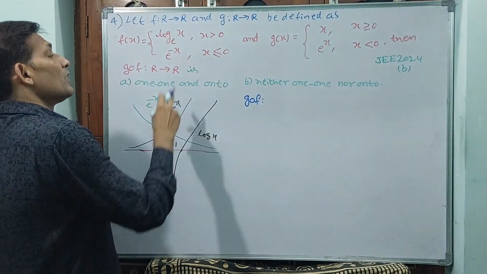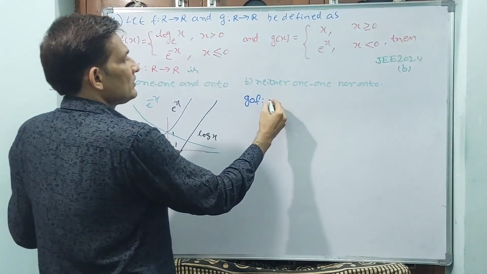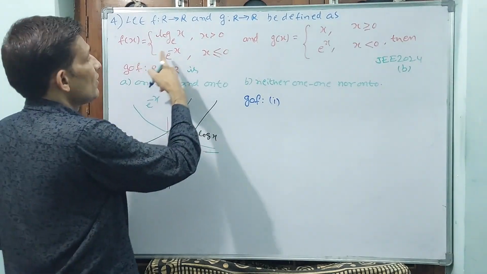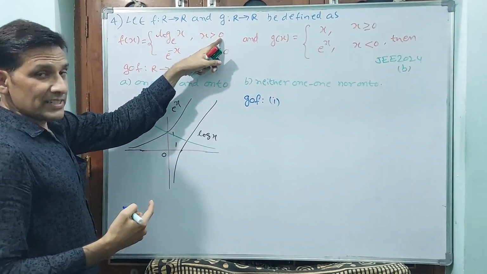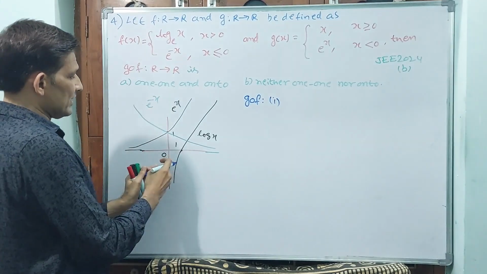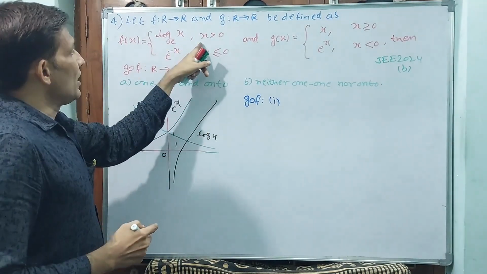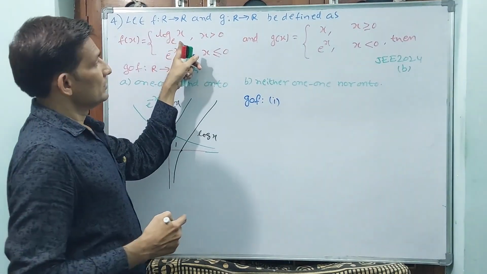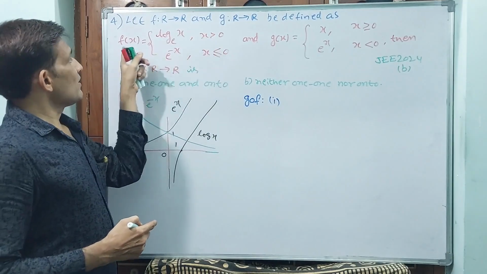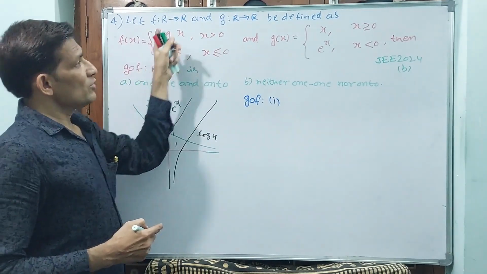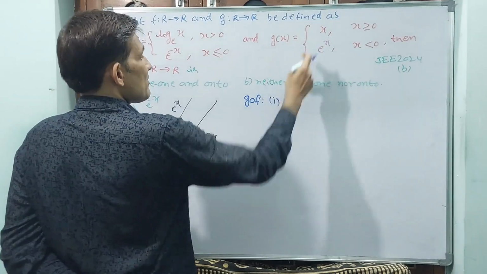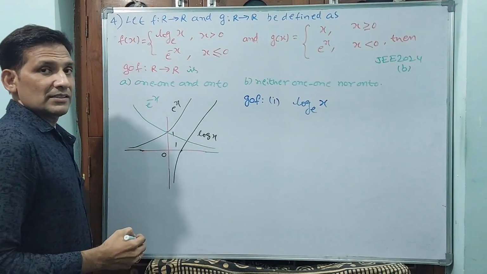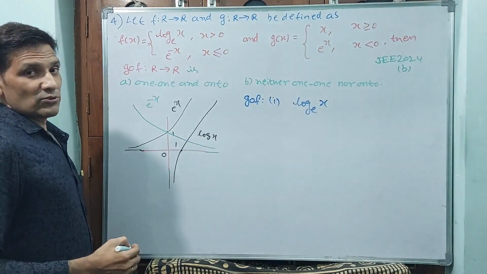Now you see, x is greater than 0, the first condition I am talking about. When x is greater than 0, then only you can give log x. We know very well, only for x greater than 0 you can give log x. This log x is the input for f of x. That means where x is there, log x has to come.